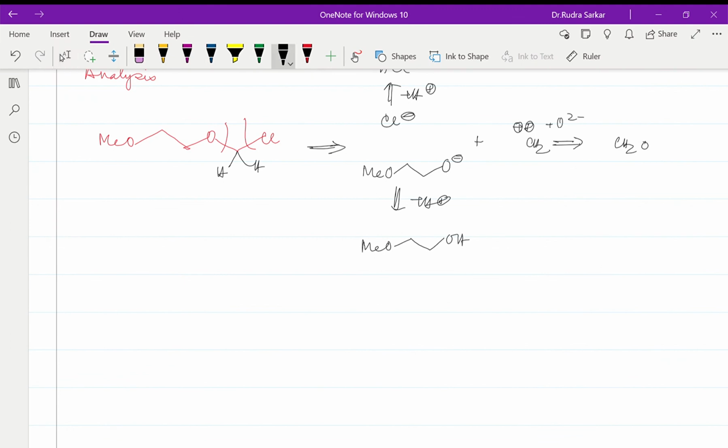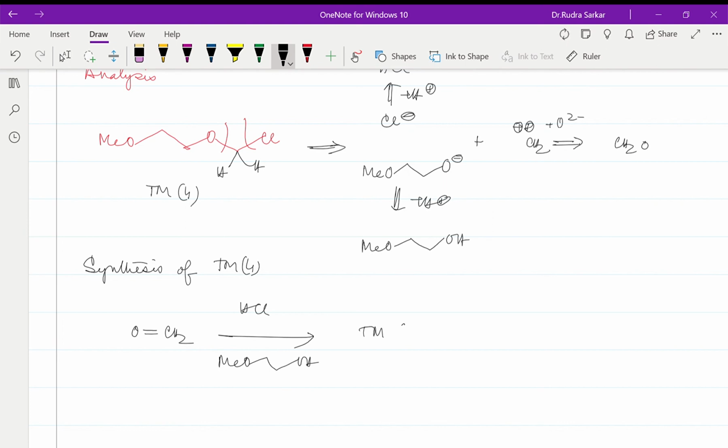Now, if we consider the synthesis of this target molecule 4, then what we need to do, we need to have the formaldehyde, or let's write it like this to have better clarity, in presence of HCl and with this alcohol, and that will give us our target molecule 4. As simple as that.